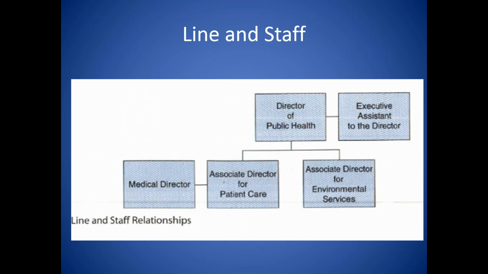There are some terms that I think are important to understand. Frequently when people draw organizational charts, they talk about line and staff. Line refers to somebody who has direct authority in the organizational chart to supervise other people. In this example, the Director of Public Health is the immediate supervisor of the Associate Director for Patient Care, as well as the Associate Director for Environmental Services. They have direct supervisory responsibility on those individuals.